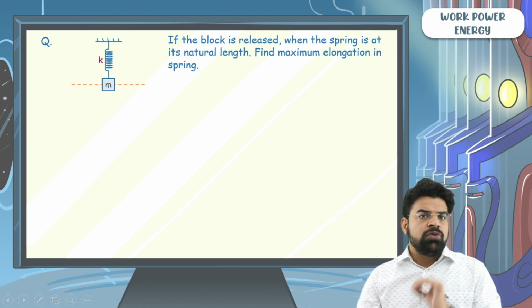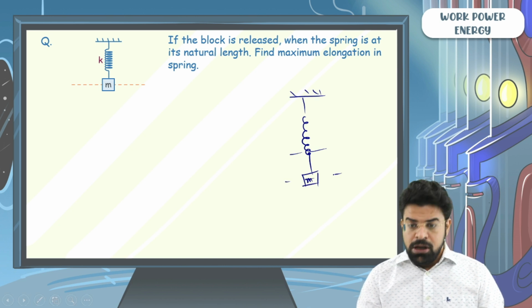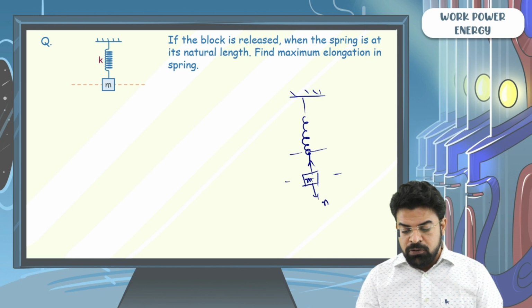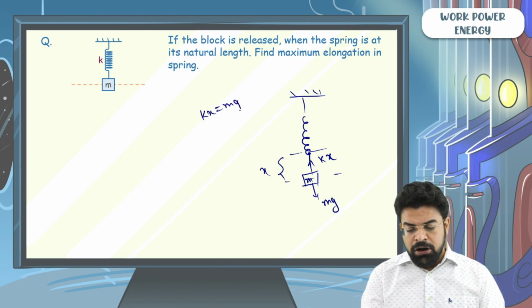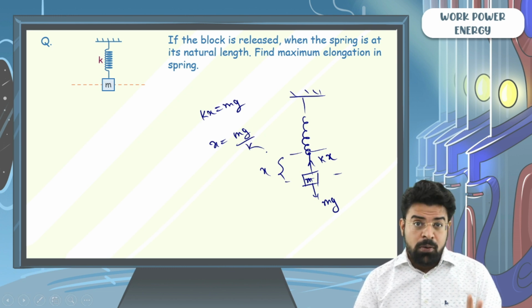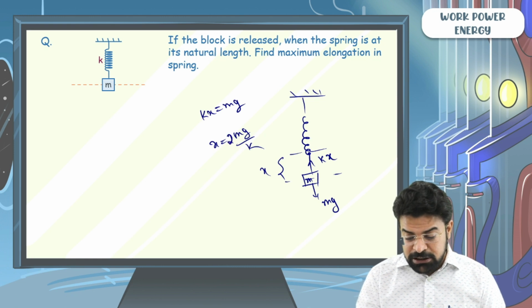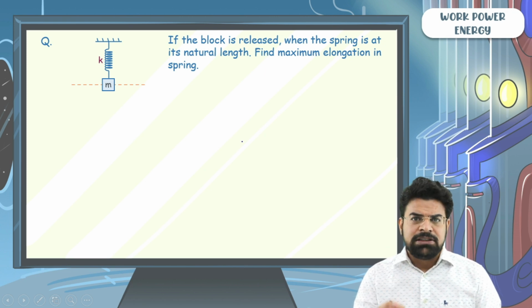What students do wrong here is that they say, sir, let's say the maximum elongation is x. So at the time of maximum elongation, the force by the spring should be equal to mg. So the force by the spring, kx, equals mg, or the maximum elongation has to be mg by k. If you do this, your answer is wrong. Why? Because the correct answer is that the maximum elongation is 2mg by k. And it becomes really easy to understand from SHM.